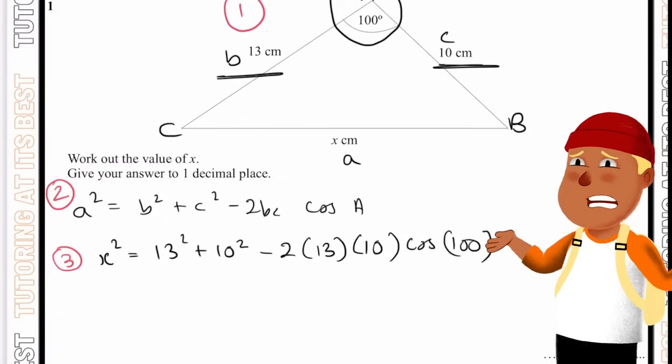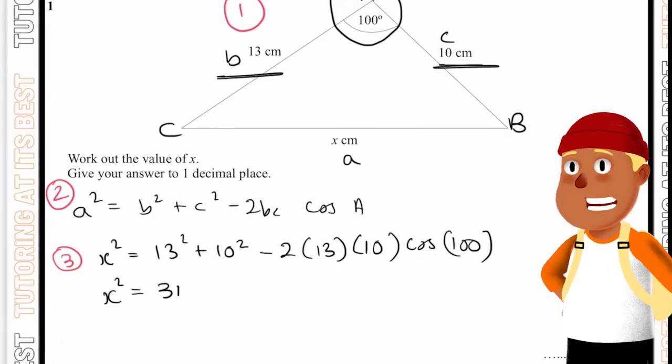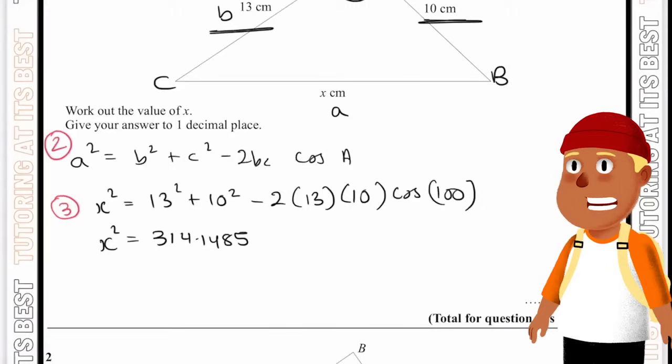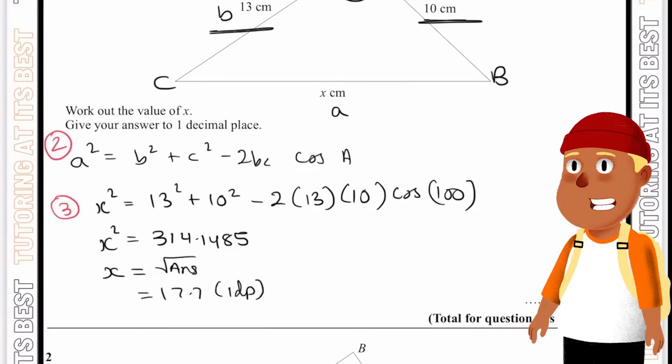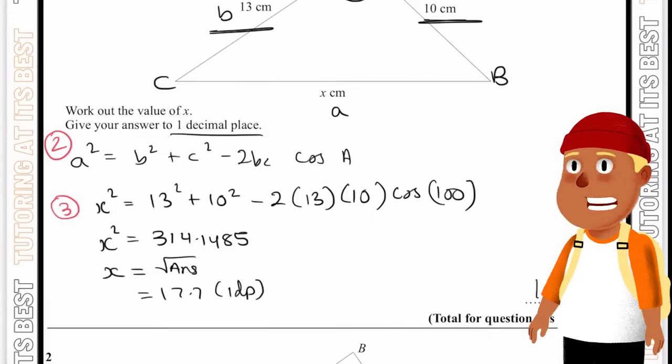If you put this into the calculator, just as I've written it, you should get x squared equals 314.1485. Now we need to get the value of x, so let's root our answer. x should equal 17.7 to 1 decimal place, just as the question required. And that is our answer, 17.7.